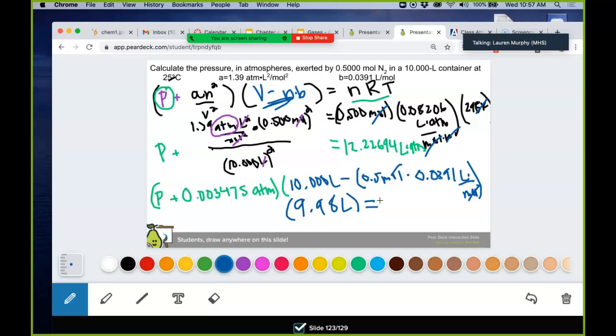So all this equals 12.22694 liters times atmospheres. So this and this equals this. So what do you do? You divide both sides by 9.98 liters. That gets rid of my liters. And now I'm left with atmospheres.